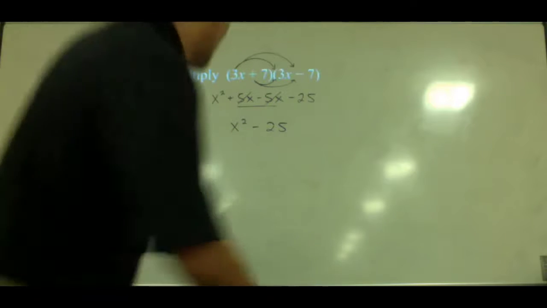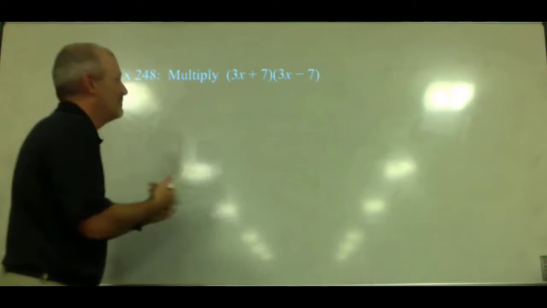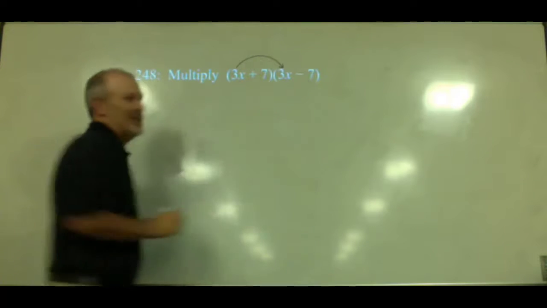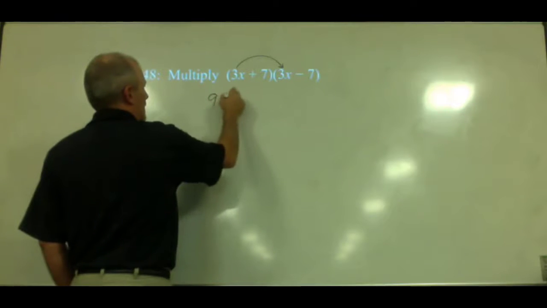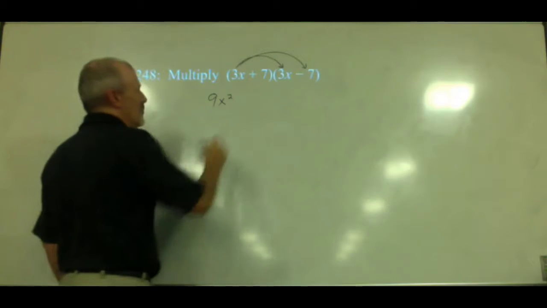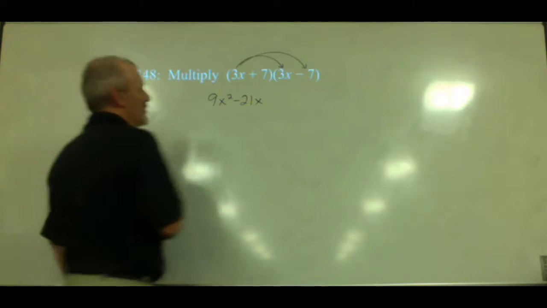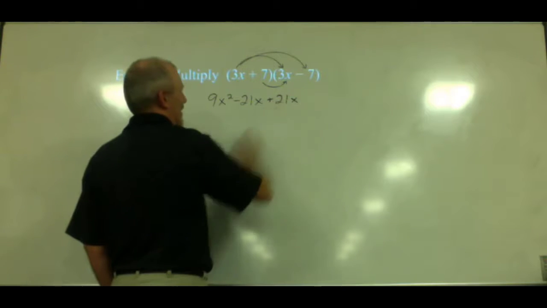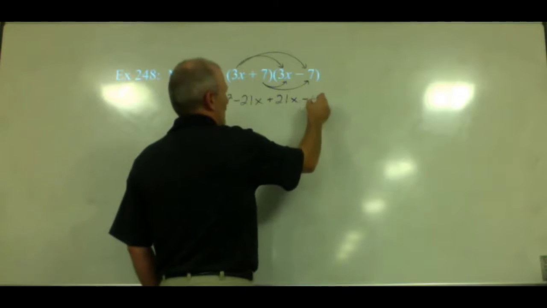All right. So notice this is another one where they are exactly the same except for that middle term. So let's see again. What do we do first? Distribute. 3x times 3x, what does that give us? 9x squared. Very good. Then what? 3x times negative 7 gives us negative 21x. Then 7 times 3x gives us positive 21x. And then finally, 7 times negative 7, negative 49.